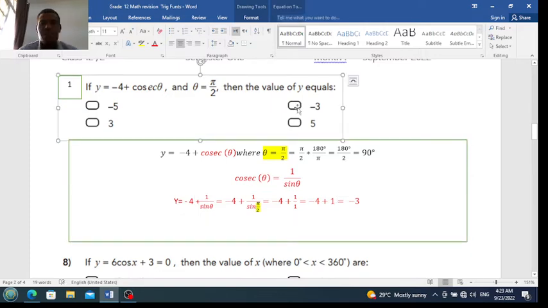Is that clear? So we can insert something, a shape. I'll see if it is possible. So this one, learners, is the correct answer. Clear?